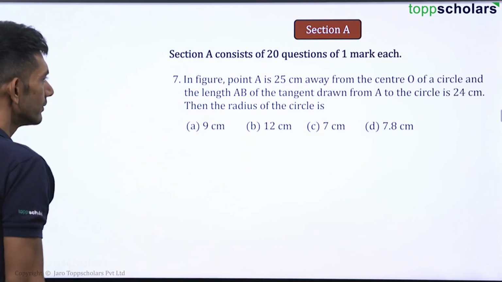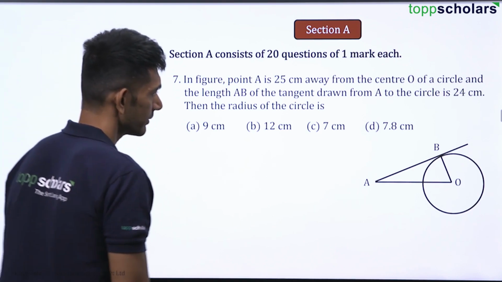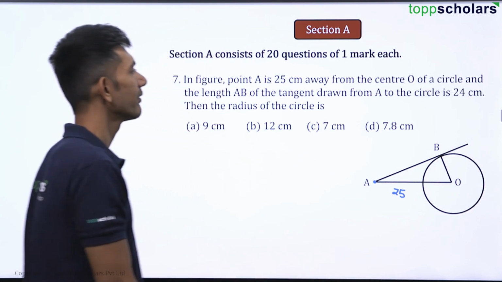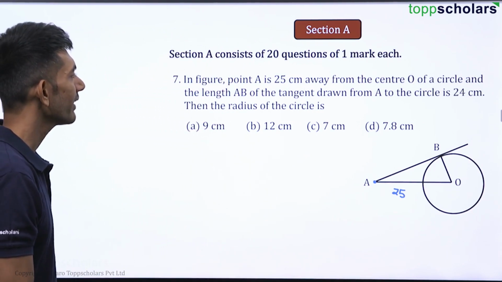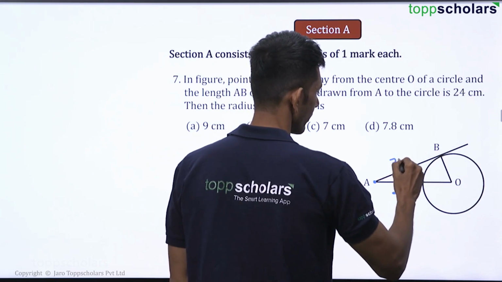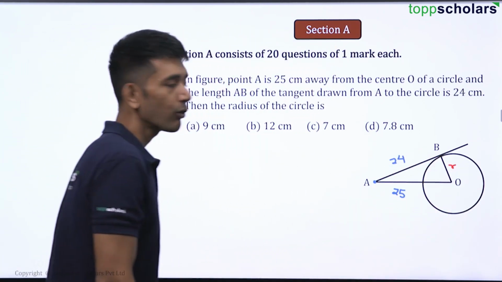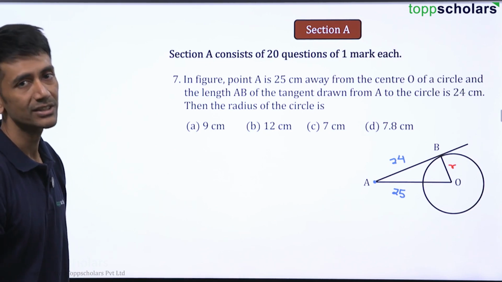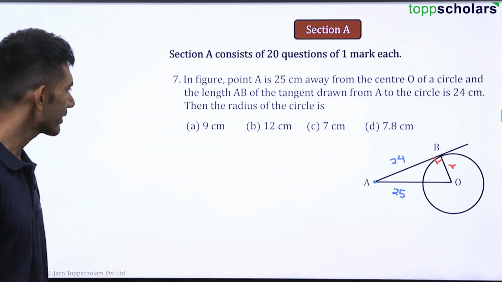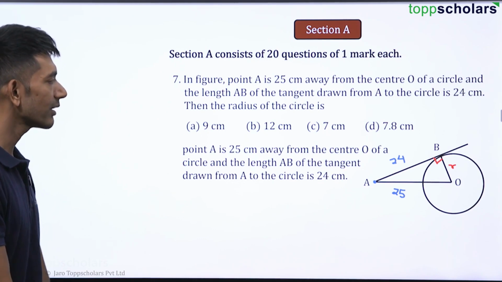Correct? So in the figure, as in the figure should be given, yes it is given. Point A is 25 centimeter away from the center. So this point A is 25 centimeter away from the center and the length of AB of a tangent drawn from A is 24. So this is 24. AB is 24. What are we supposed to find out? We're supposed to find out the radius. So can I say OB is the radius? Also we know that since OB, the radius, is perpendicular to the tangent at the point of contact, angle B will be 90 degrees, and once you get angle B, you can apply Pythagoras theorem to find out the radius, correct? So see, point A is 25 centimeter away from the center and length AB of the tangent drawn from A to the circle is 24.